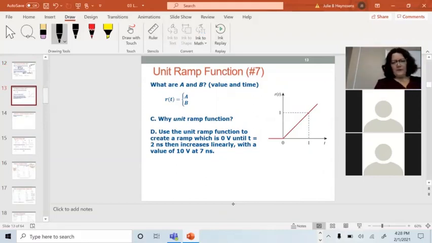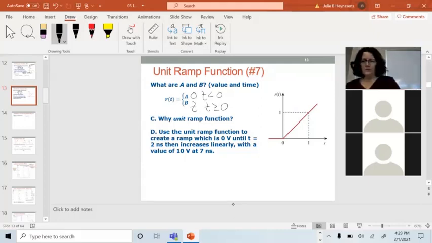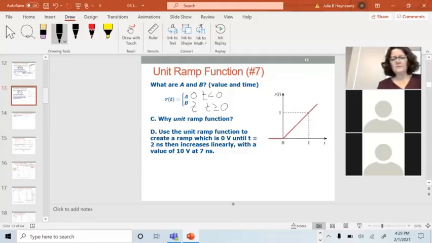This is a ramp function. This is the third one we're going to talk about. r of t is 0 if t is less than 0. It equals t if t is greater than or equal to 0. You can make that equal sign go either way. It's still 0 at time t equals 0. We call it a unit ramp function because it has a slope of 1.